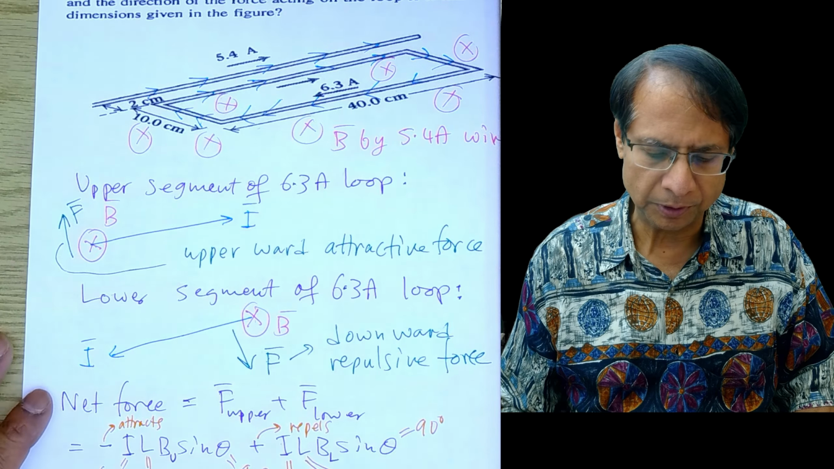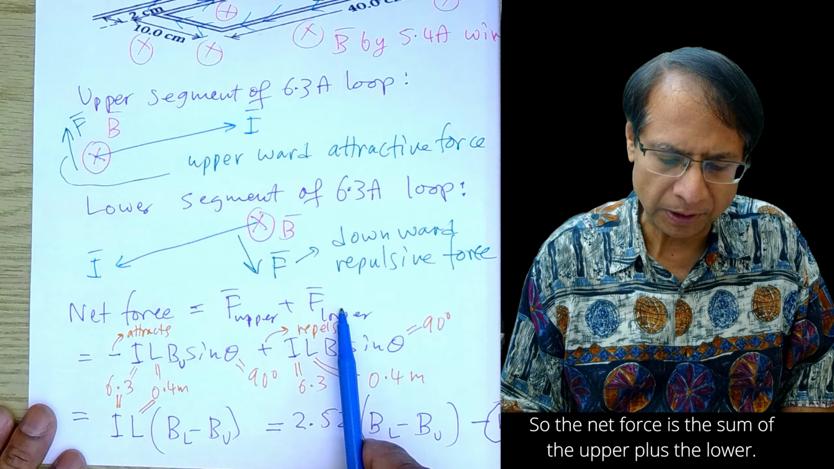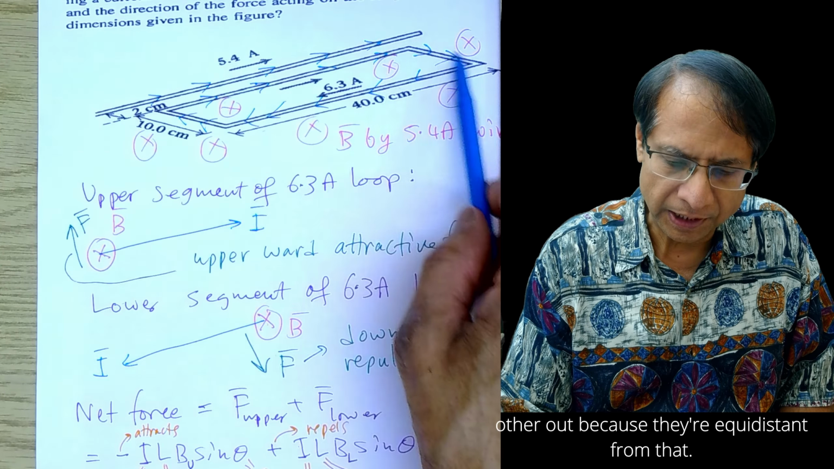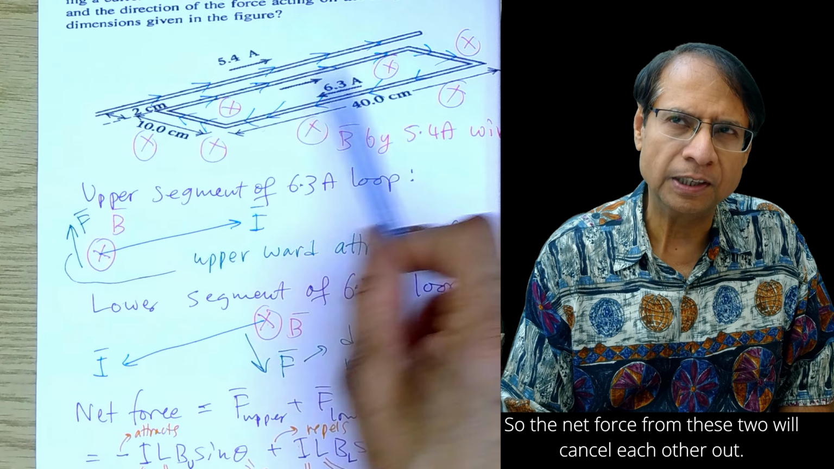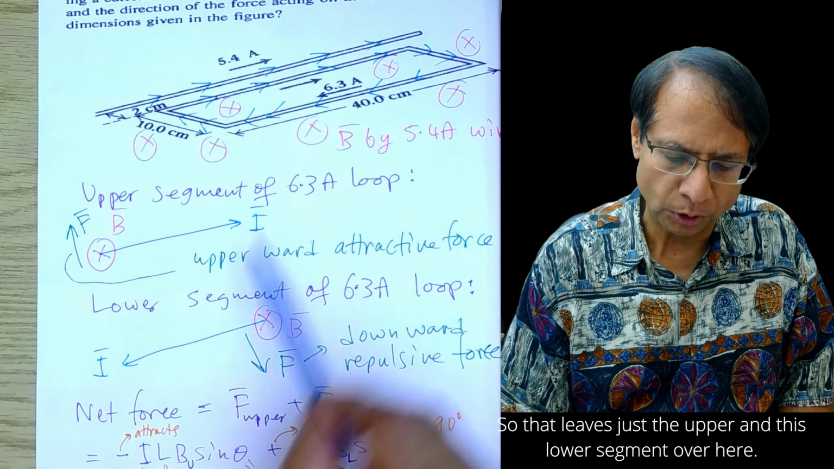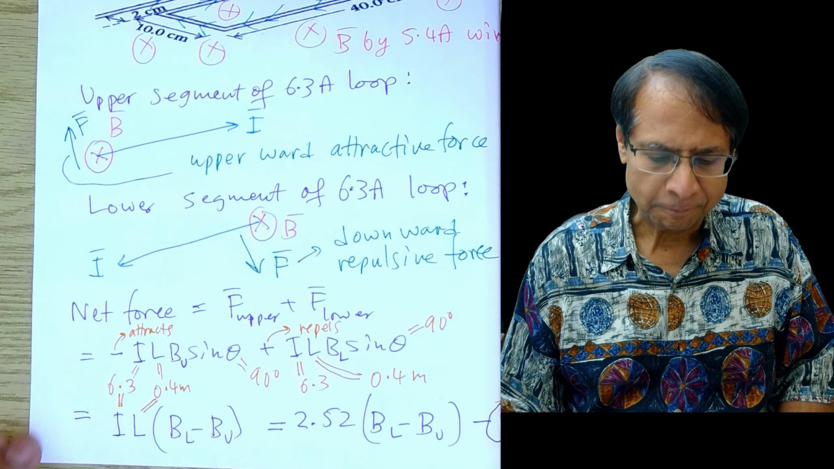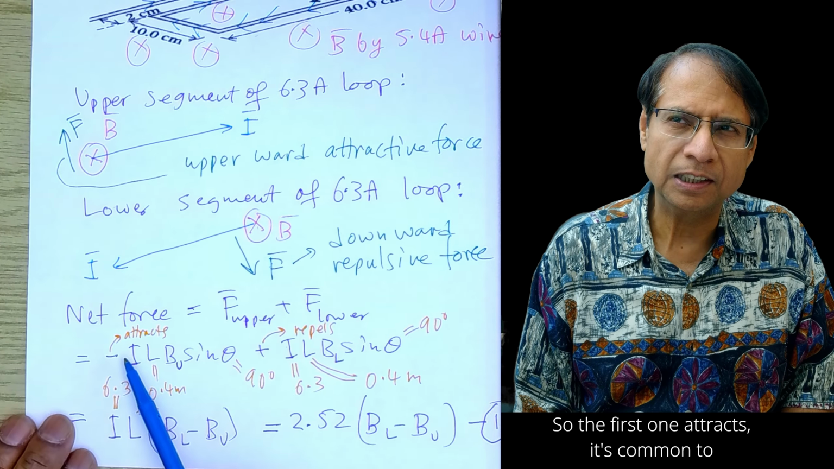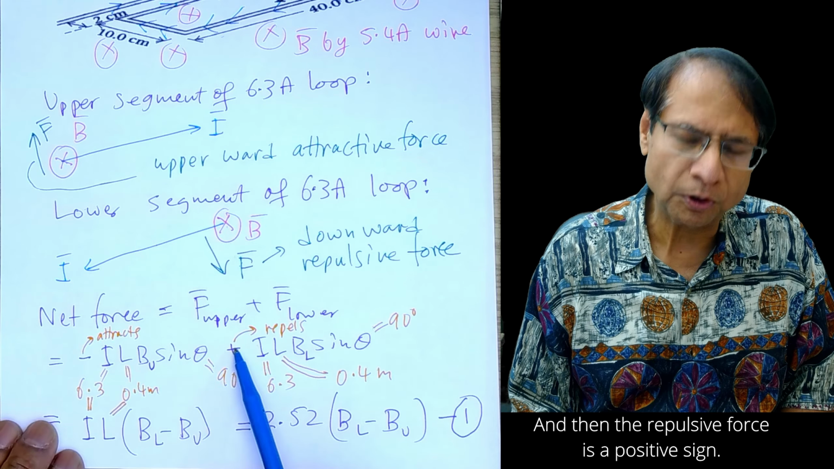So now for the numbers. The net force is the sum of the upper plus the lower. The two ends, by the way, cancel each other out because they're equidistant from the wire and the directions of the currents are opposite to each other. So the net force from these two will cancel each other out. That leaves just the upper and lower segments. So you're going to add these things vectorially. The first one attracts. It's common to give an attractive force a negative sign, and the repulsive force a positive sign.